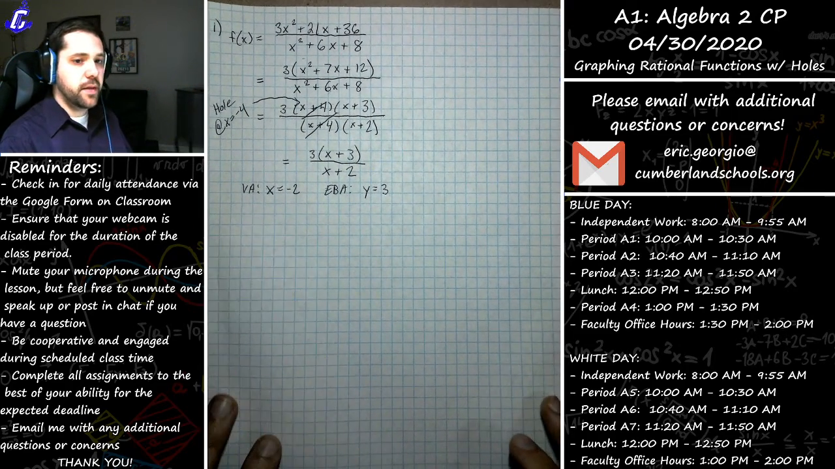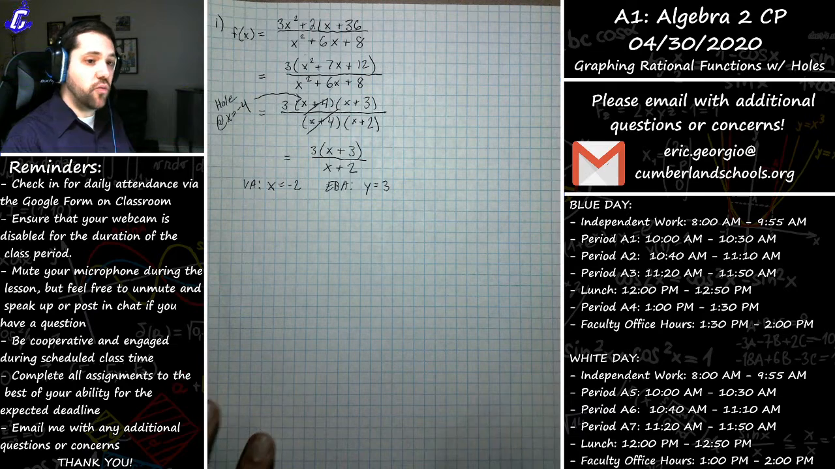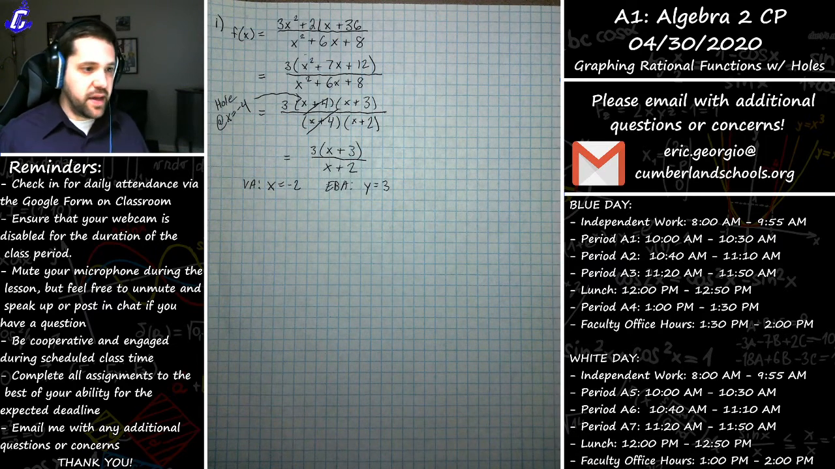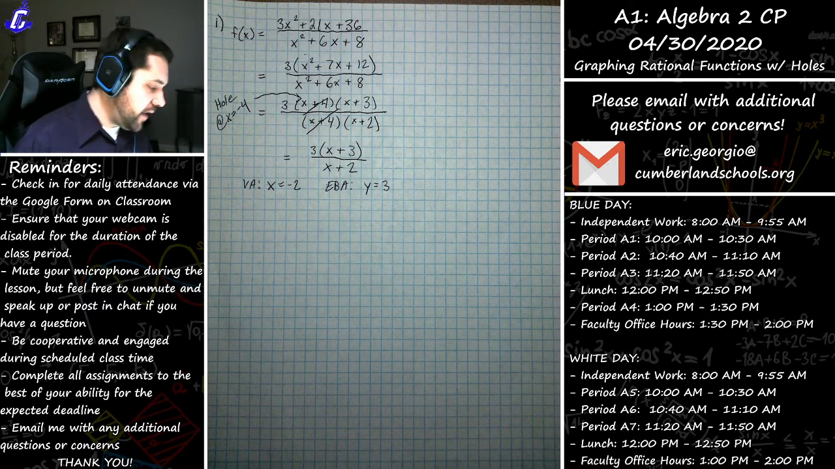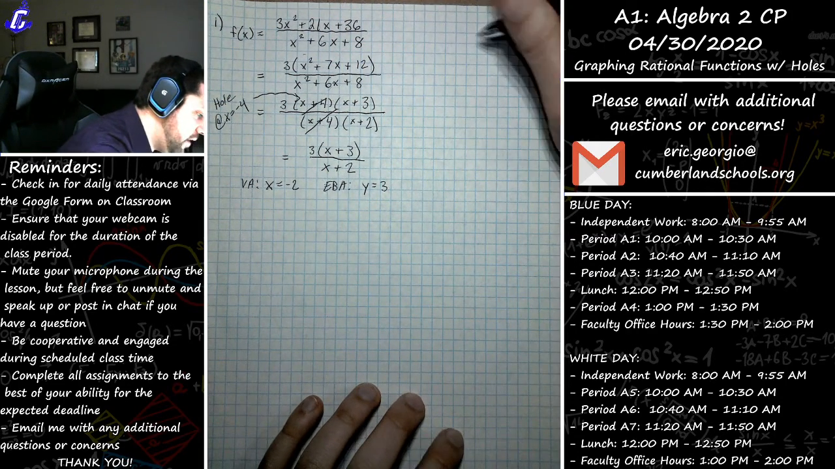Okay. Does anyone have a question as to why the end behavior asymptote would be y equals 3? Or even why the vertical asymptote is negative 2? And as you're thinking about that, I'm going to go ahead and sketch in the graph here.